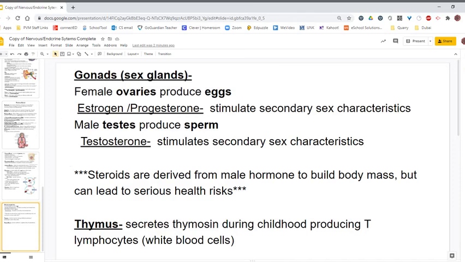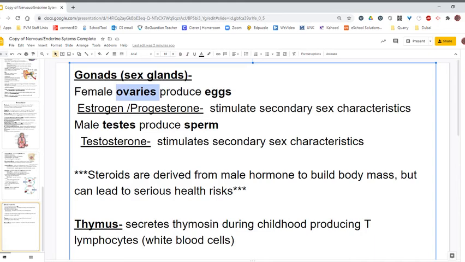These are the sex glands. Females, the ovaries are responsible for producing their gametes or sex cells called eggs, and the testes produce the male gametes, which are sex cells. They're called sperm. All right, so that's the part that you probably did know. The estrogen and progesterone is produced by the ovaries, and this stimulates secondary sex characteristics in females.